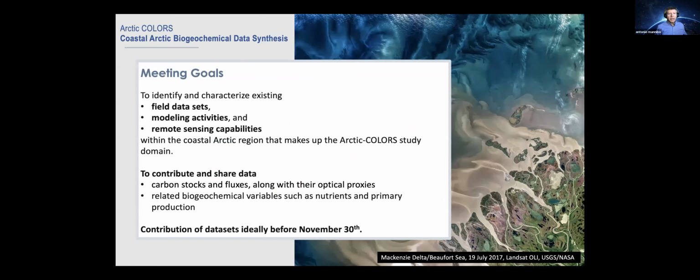Okay. So meeting goals, as we've discussed in the previous 2 days: identify and characterize existing field data sets, modeling activities, and remote sensing capabilities within the coastal Arctic region. The emphasis of this particular data synthesis activity is on carbon stocks and fluxes, along with optical proxies, but also we are interested in related biogeochemical variables such as nutrients and primary production. We would very much like data sets to be contributed by November 30th.